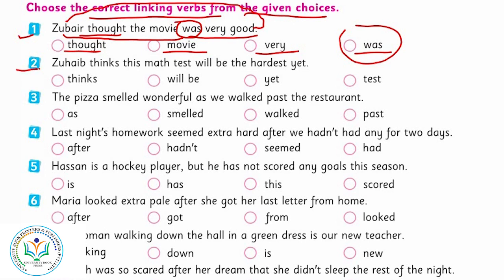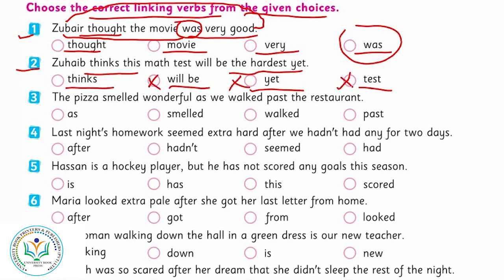The second one: Zuhaib thinks this math test will be the hardest yet. Now tell me, we don't have was, is, were, am, being or been here. So what will be the linking verb here? Thinks, will be, yet, or taste? No, "will be" is a modal verb here. It can't be. Yet, no.